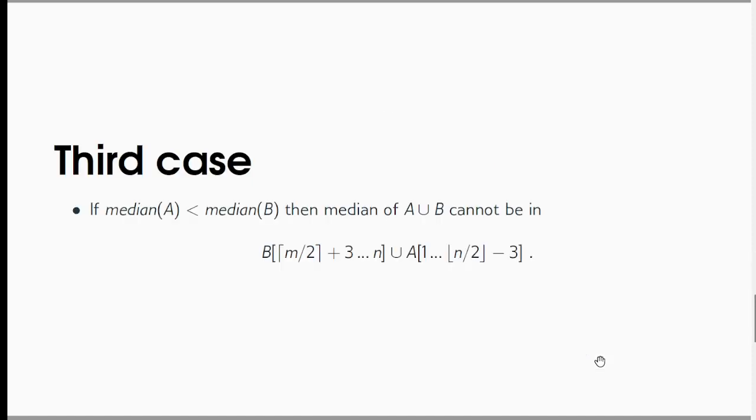The third case is just the opposite, when the median of A is less than the median of B. You can use the same logic to come up with this statement. So you can throw away the right half of B and the left half of A.